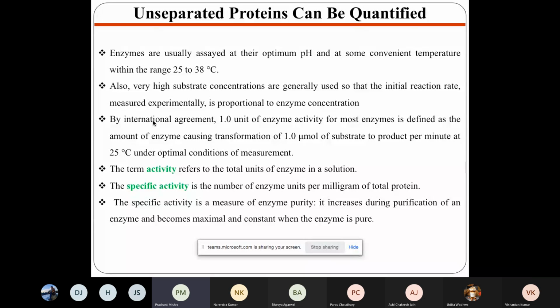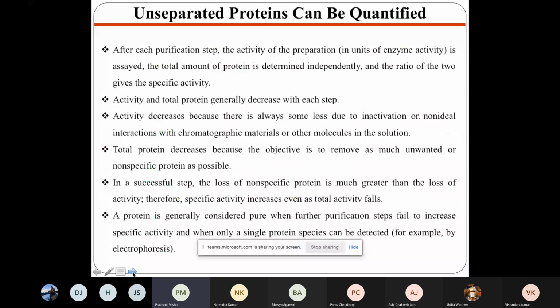And then one can also determine the specific activity. The specific activity is the number of enzyme units per milligram of the total protein. So suppose you have purified enzyme and you are getting activity, it does not mean it is the same specific activity. I will try to give an analogy and explain what is the specific activity or activity.